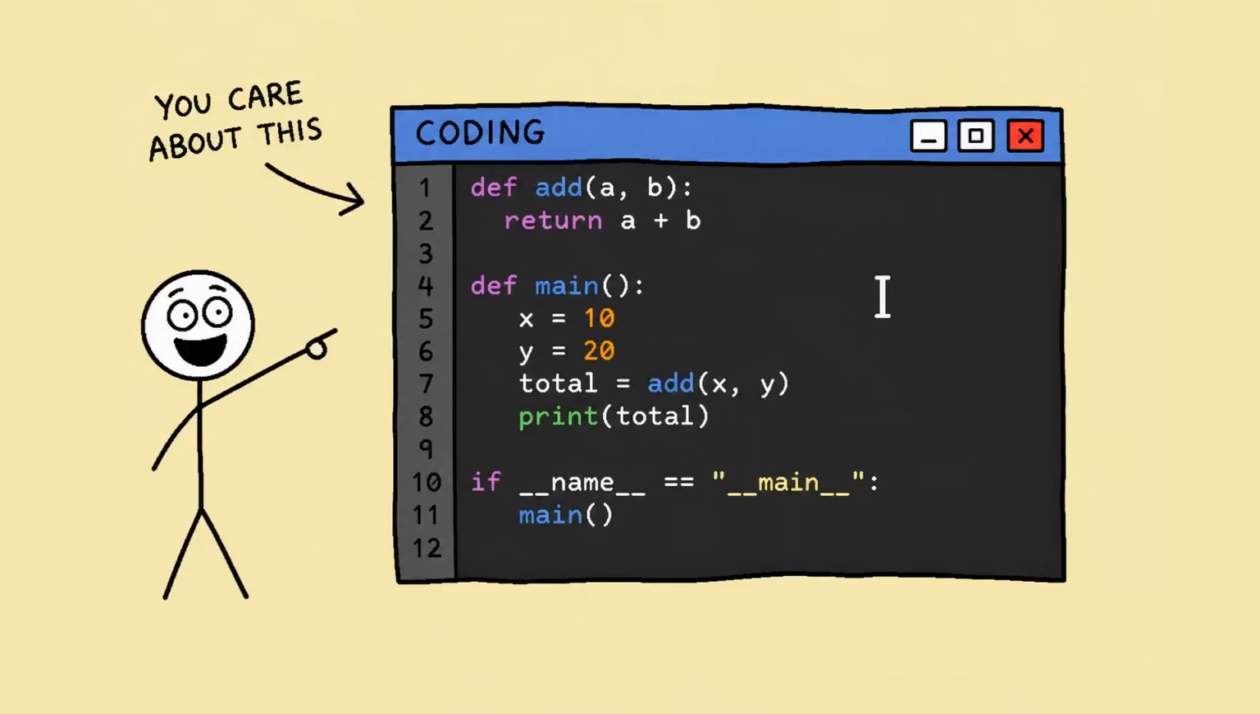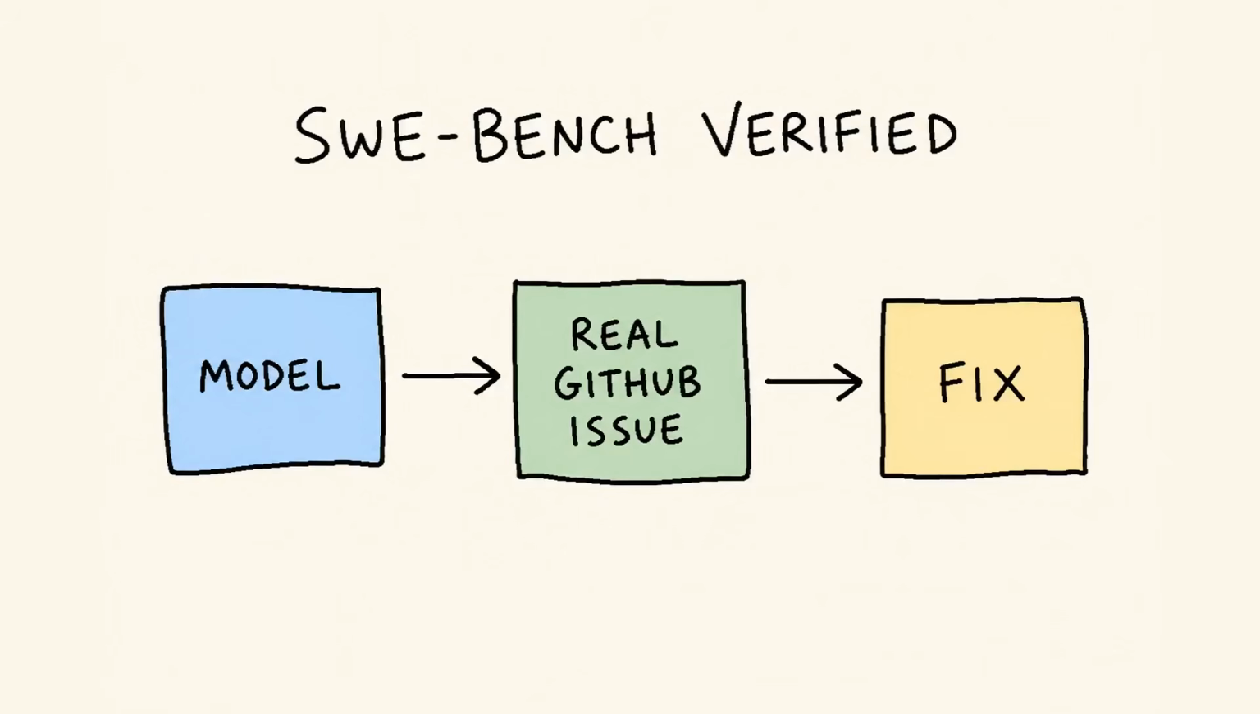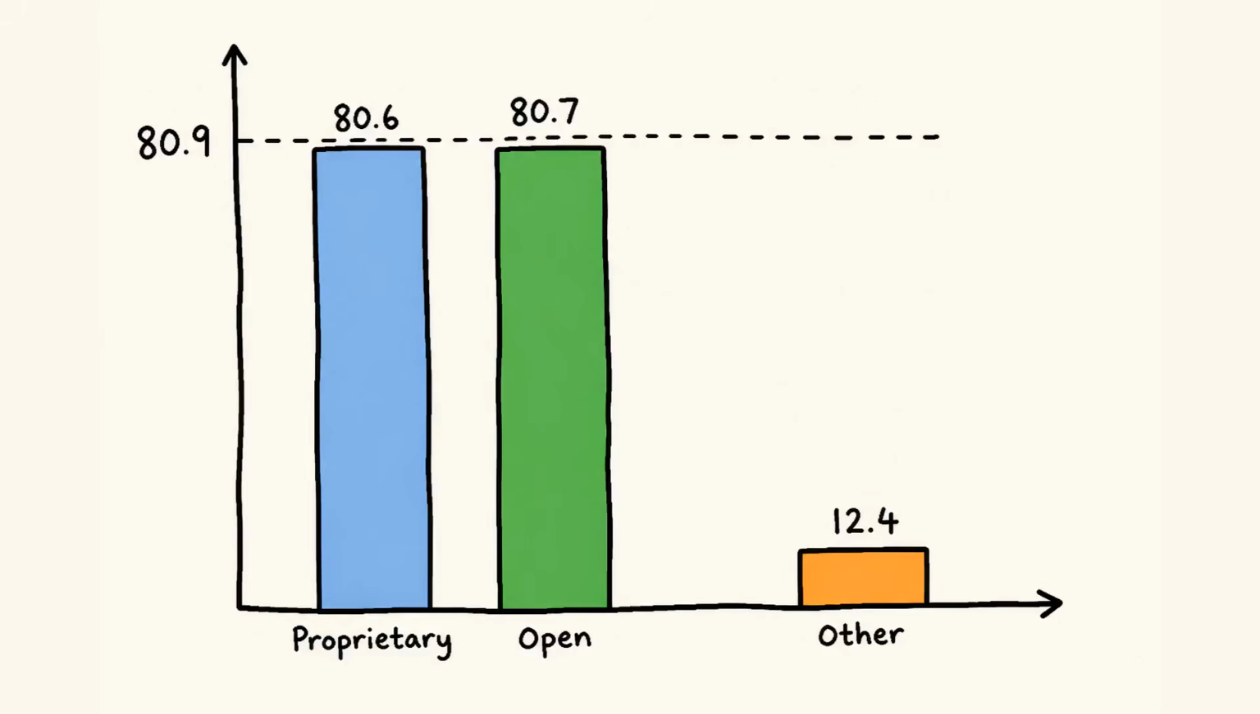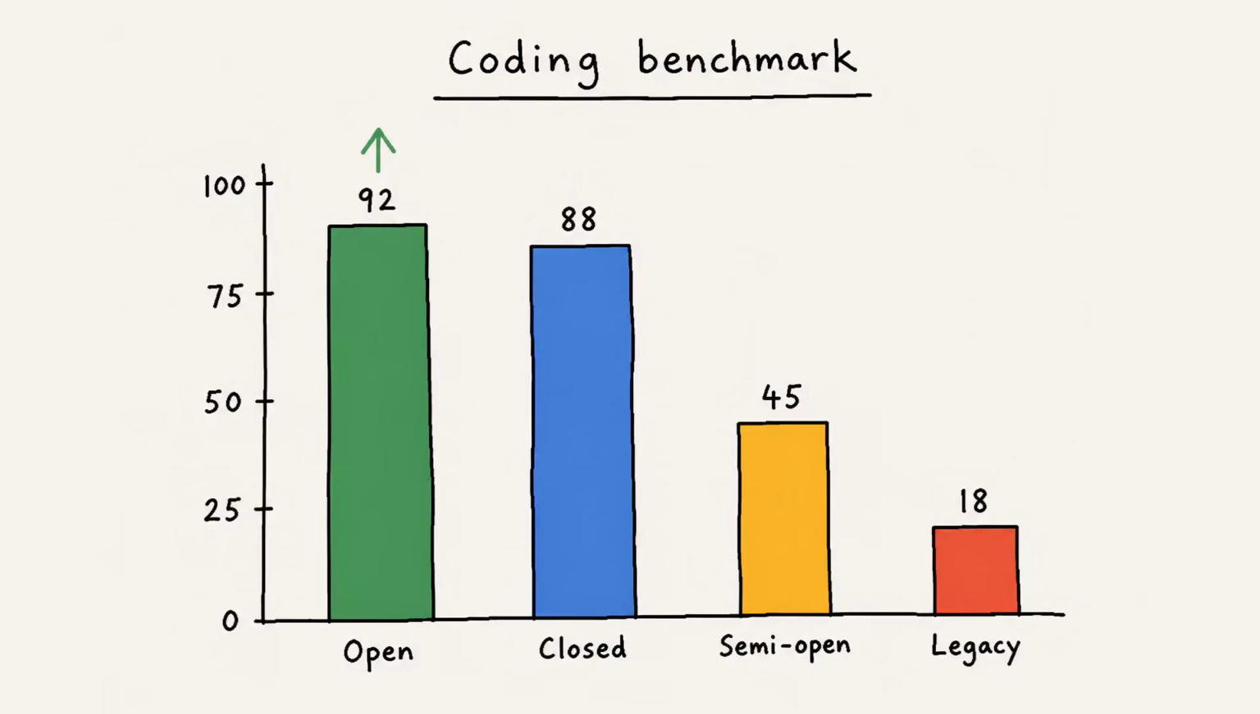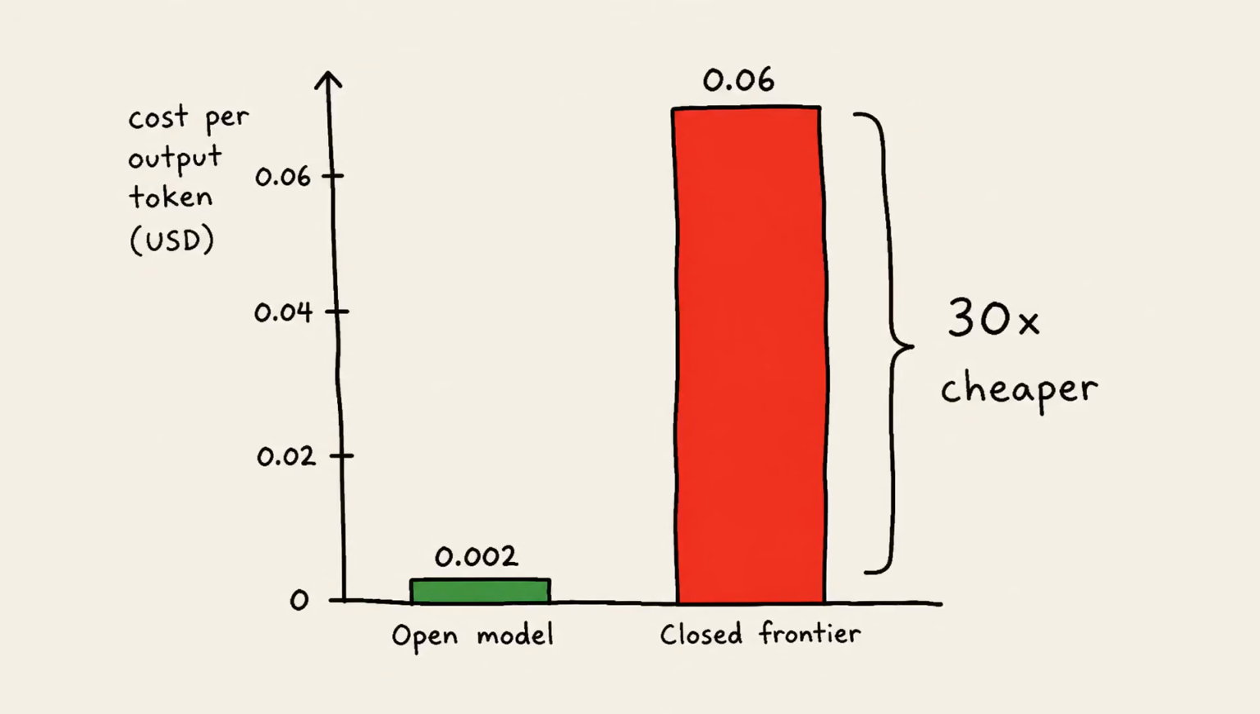And look at coding, which is what most of you actually care about. On SWE-bench Verified, which is a test that makes models fix real GitHub issues, the leading open weight models are clustered around 80%. The proprietary ceiling is 80.9. They're touching. And on some of the narrower coding benchmarks, the open models are straight up ahead. And the cost difference is kind of absurd. One leading open model runs something like 30 times cheaper per output token than the top closed frontier model, while sitting within a few points of it on code.